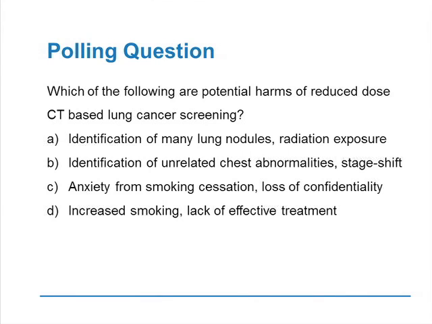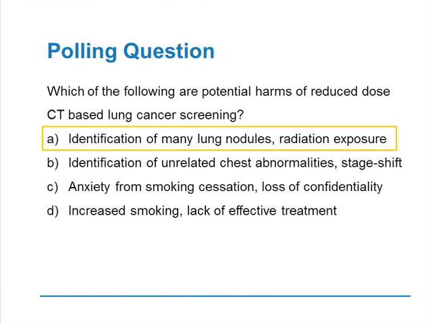Our final polling question is, which of the following are potential harms of reduced dose CT-based lung cancer screening? Choice A is you identify a lot of lung nodules and there's radiation exposure. Choice B, you identify unrelated chest abnormalities and may cause a stage shift. Choice C, people may become anxious from smoking cessation and a loss of confidentiality. And choice D, increased smoking and a lack of effective treatment. The answer we're looking for there is choice A.